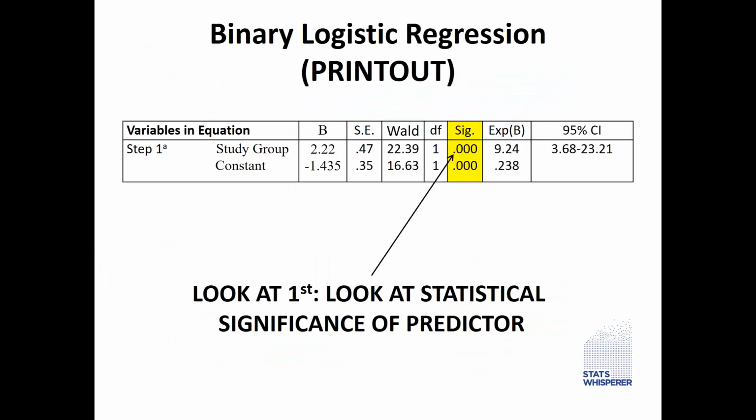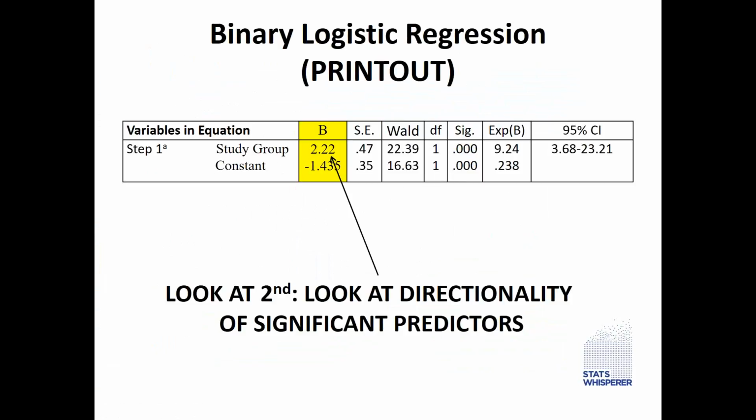So it's just a single predictor logistic regression. All we have is one single predictor in the output. So the first thing we're looking at is the significance. So study group is significantly related to quitting smoking. Okay, right? We saw that too with our other bivariate test, right? We know it's positive, right?